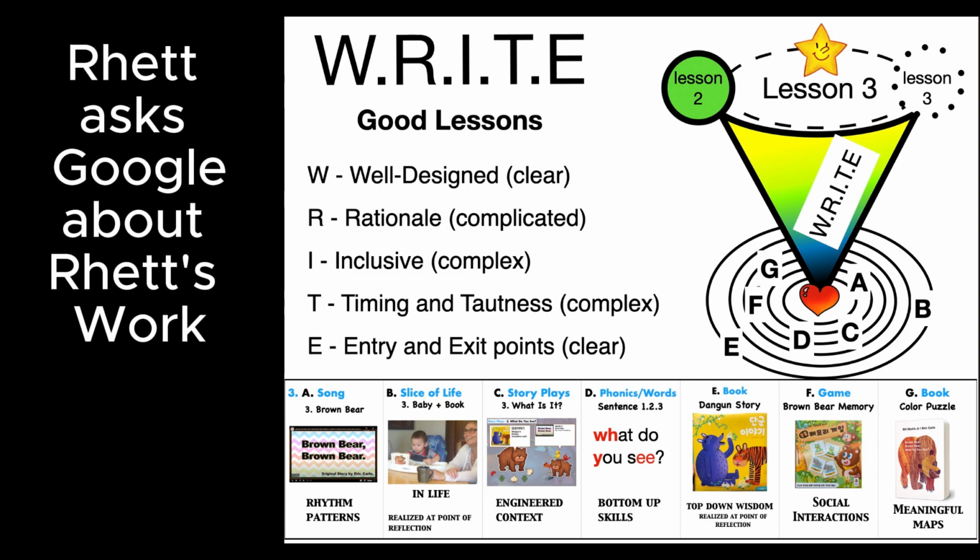So to bring this all back home, we started with a diagram of a brown bear and ended up with a philosophy of cognitive architecture. That's the deep dive way. Let's do a quick recap for everyone listening. We started with the W.R.I.T.E framework. W for well-designed, the clear structure. R for rationale, the complicated mechanics. I for inclusive, the complex human element. T for timing and tautness, keeping the tension right. And E for entry and exit points, the clear boundaries.